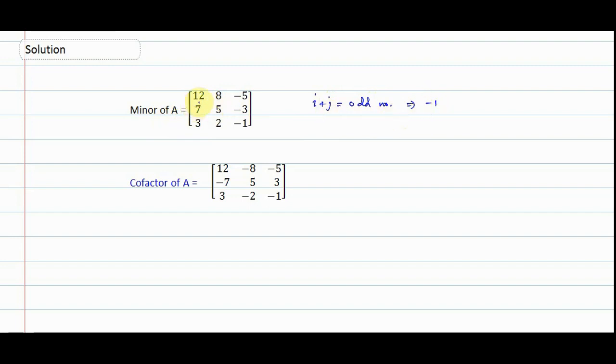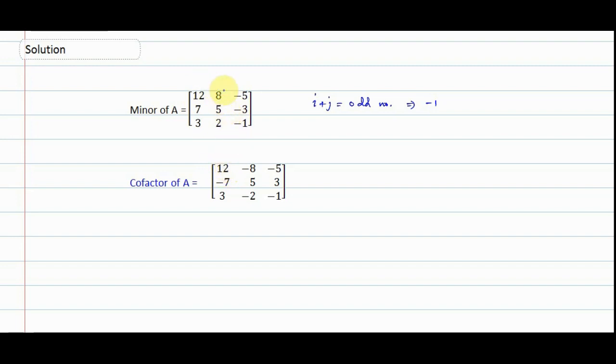Okay, so here if you consider this minor matrix, the first element is 12. Its i plus j value is 1 plus 1, that is 2. It's an even number, so the sign to be assigned is plus 1. So this will remain as 12 itself.